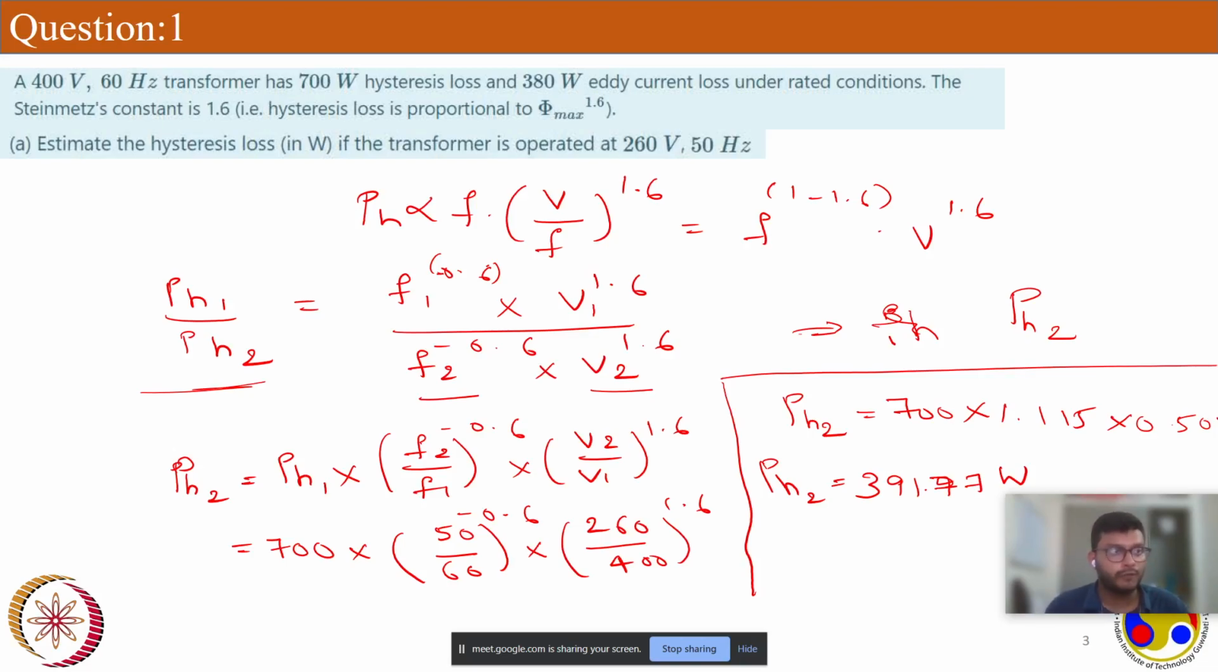Now we were given two different operating voltages and two different frequencies, and we were asked to calculate the hysteresis loss. Before going to the calculation, we have to understand how hysteresis loss is dependent on voltage and frequency. From the formula, we get the proportionality dependency on voltage and frequency, and we substitute the different voltages and frequencies to get the hysteresis loss. Everyone should get around 390, 1.77, around 390.